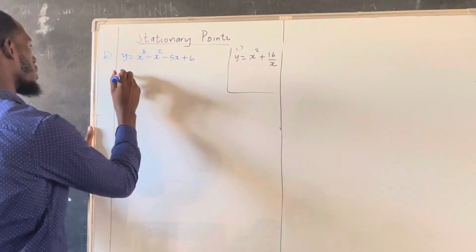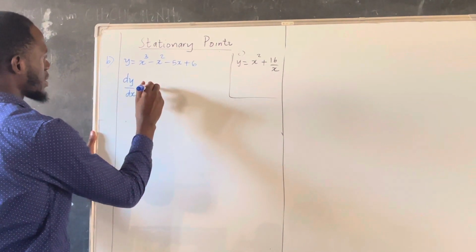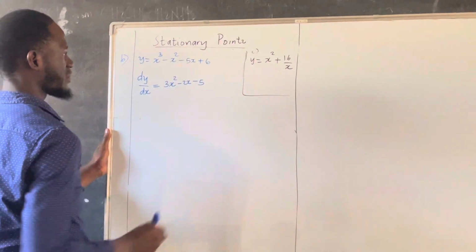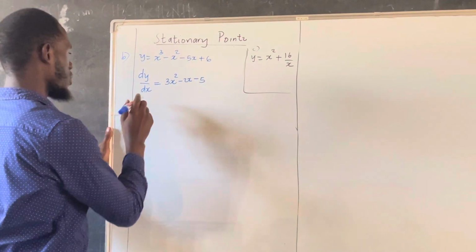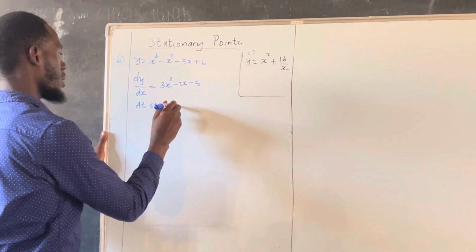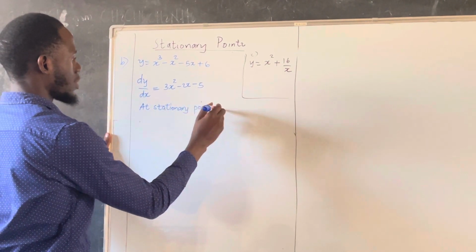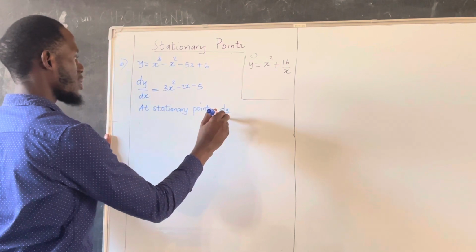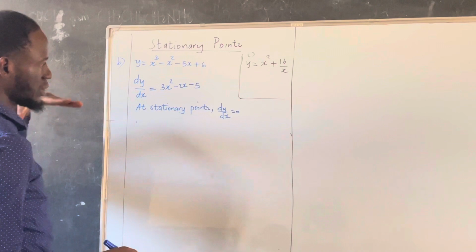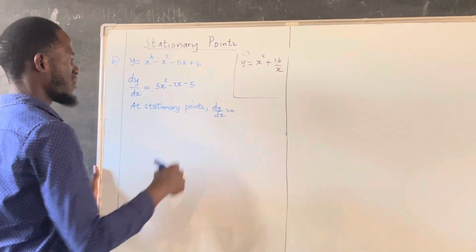We start by differentiating. So we get dy/dx, which is 3x squared minus 2x minus 5. But we know very well that at stationary points, the principle is that the gradient function is always equal to 0, because the y value is not changing irrespective of the change in the x value. So y minus y gives us a 0 in the numerator.